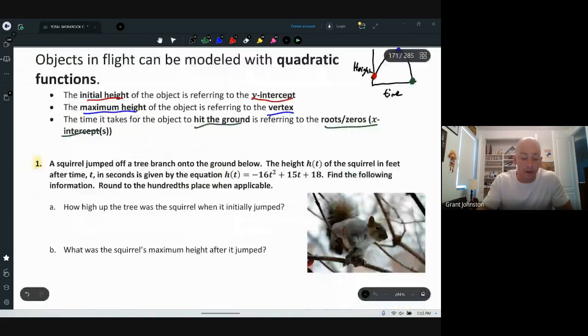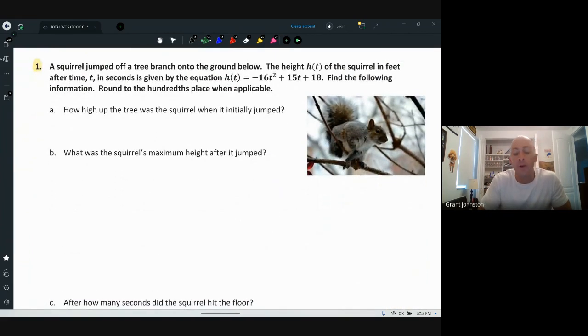So here we go. Number 1, it says a squirrel jumped off a tree branch onto the ground below. The height h of t of the squirrel in feet after time t in seconds is given by the equation h of t equals negative 16t squared plus 15t plus 18. Find the following information. Round to the hundredths place when applicable. So a lot of these problems, we're not going to have exact answers, right? That'd be very rare. So we're going to have to do some rounding. Some decimals are going to come into play here.